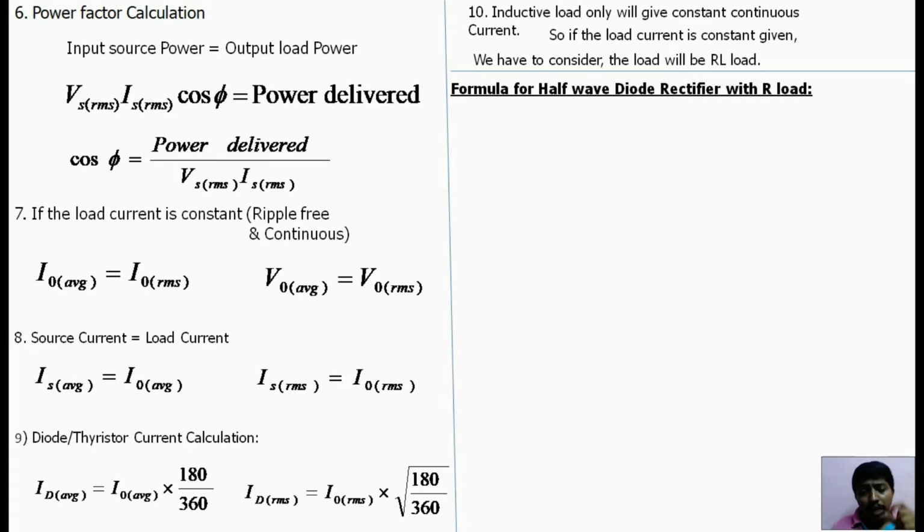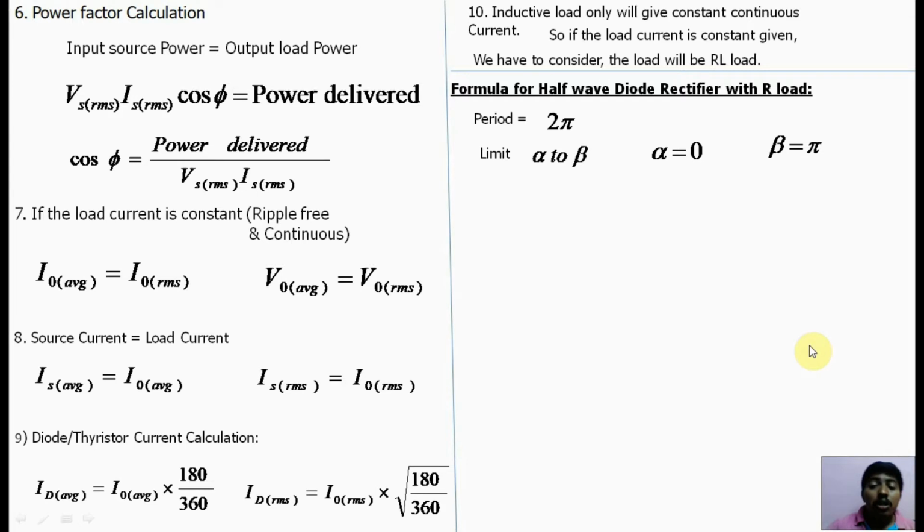Remember that half wave means period is equal to 2 pi. Diode means alpha is equal to 0, because the conduction angle starts from 0 degrees for the diode. R load means beta is equal to pi.